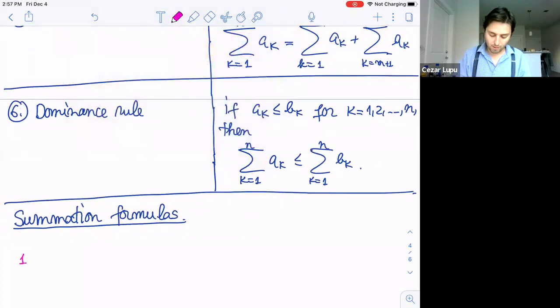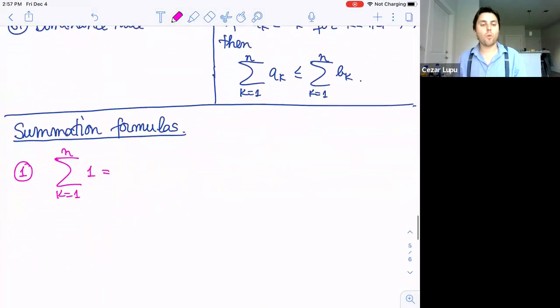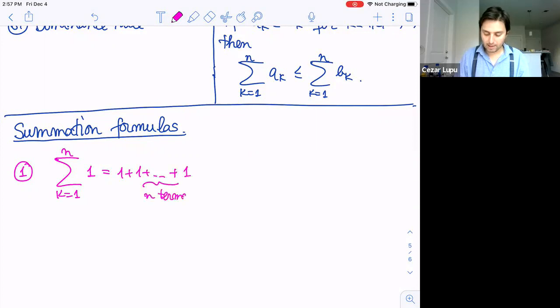The first one, and very important, is the following. The sum, as you can imagine, from k equals 1 to n of 1. In other words, we add 1 by itself n times. So this would be 1 plus 1 plus 1 plus 1, n times. So here I have n terms of 1 added together. So this would be nothing else than just n.